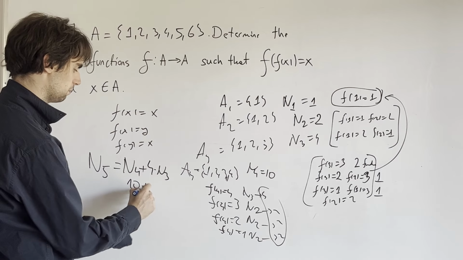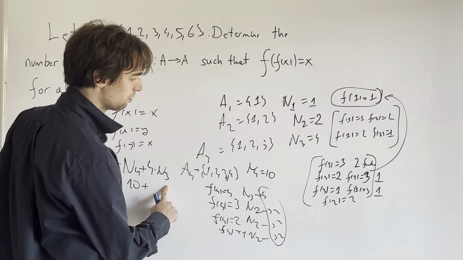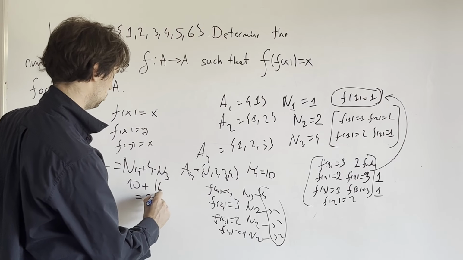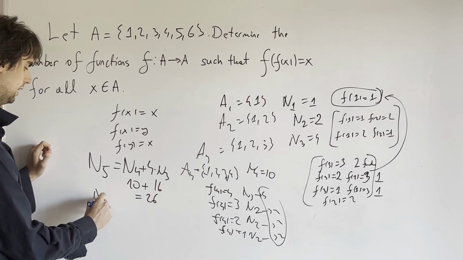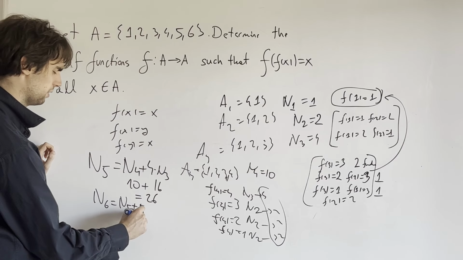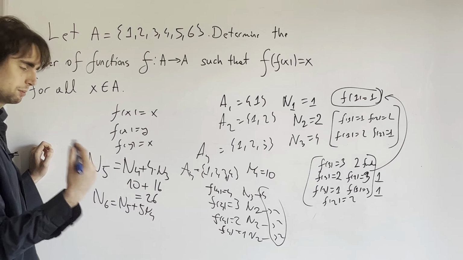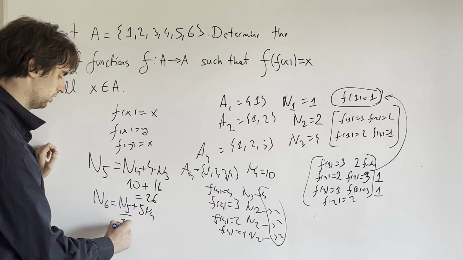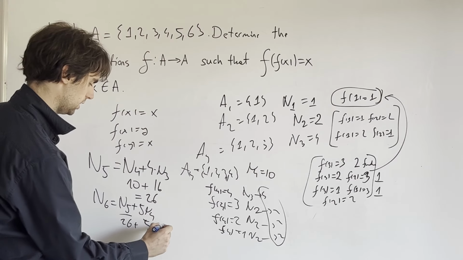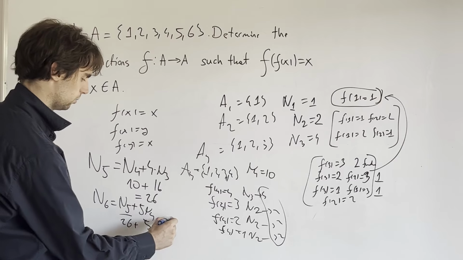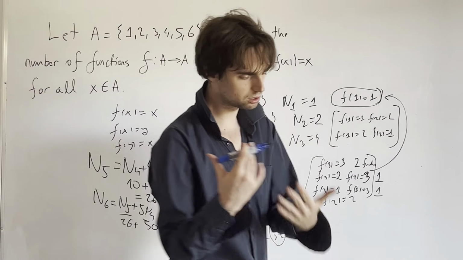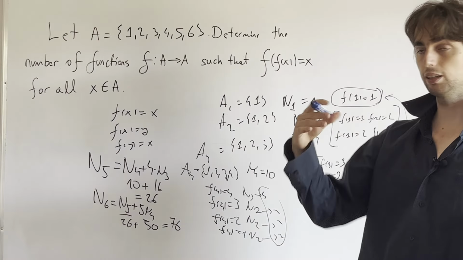So that's 10 plus 4 times what? 4 times 4, 16, which is equal to 26. And then n6 is going to be equal to n5 plus 5 times n4 by similar reasoning. So n6 is going to be 26 plus 5 times n4, which is 50, which gives us a grand total of 76 such functions. And this solves the problem, but now let's go at it in a different direction.